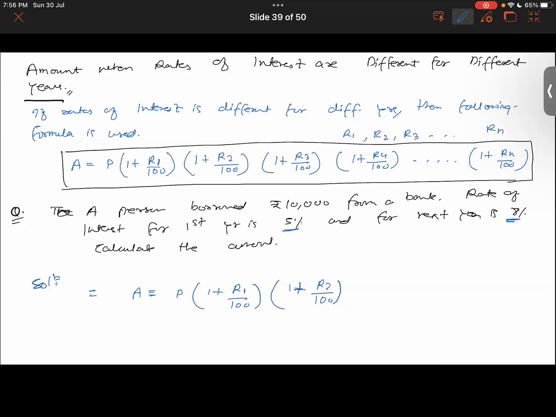So you will be solving the question in this method. Since it's given for 2 years, only two rates are given, so we will take this formula only. 1 plus R1 upon 100 and then 1 plus R2 upon 100. No need to continue further, no need to take 1 plus R3 upon 100. Why? Because only two rates are given in the question, right, guys?